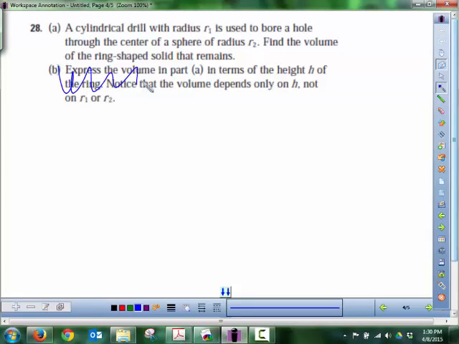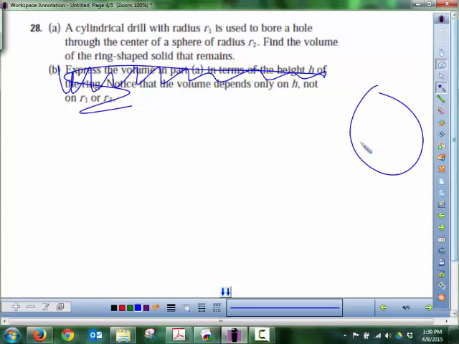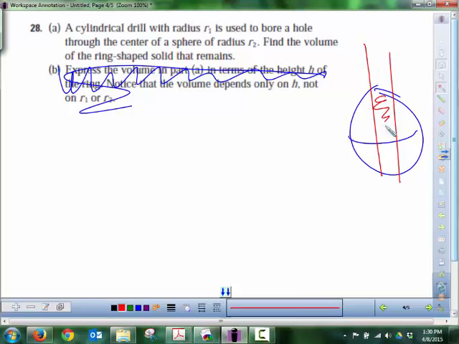So this is an interesting problem. This whole idea about a sphere, and then you have a cylindrical drill that drills a hole. I guess we should assume that it's drilling a hole through the sphere, so it's assuming that R1, the radius of the cylinder, is less than R2, the radius of the sphere. And they want to know about this volume that's left. Okay?